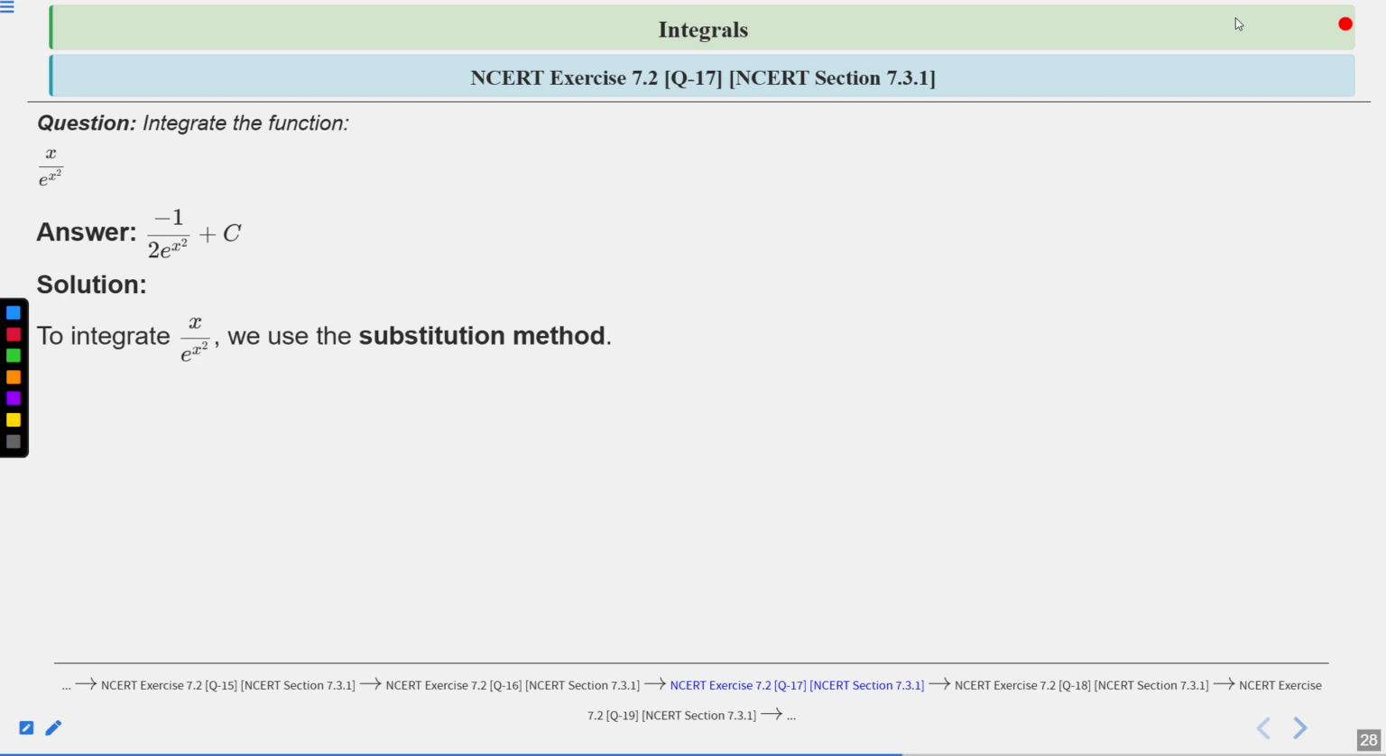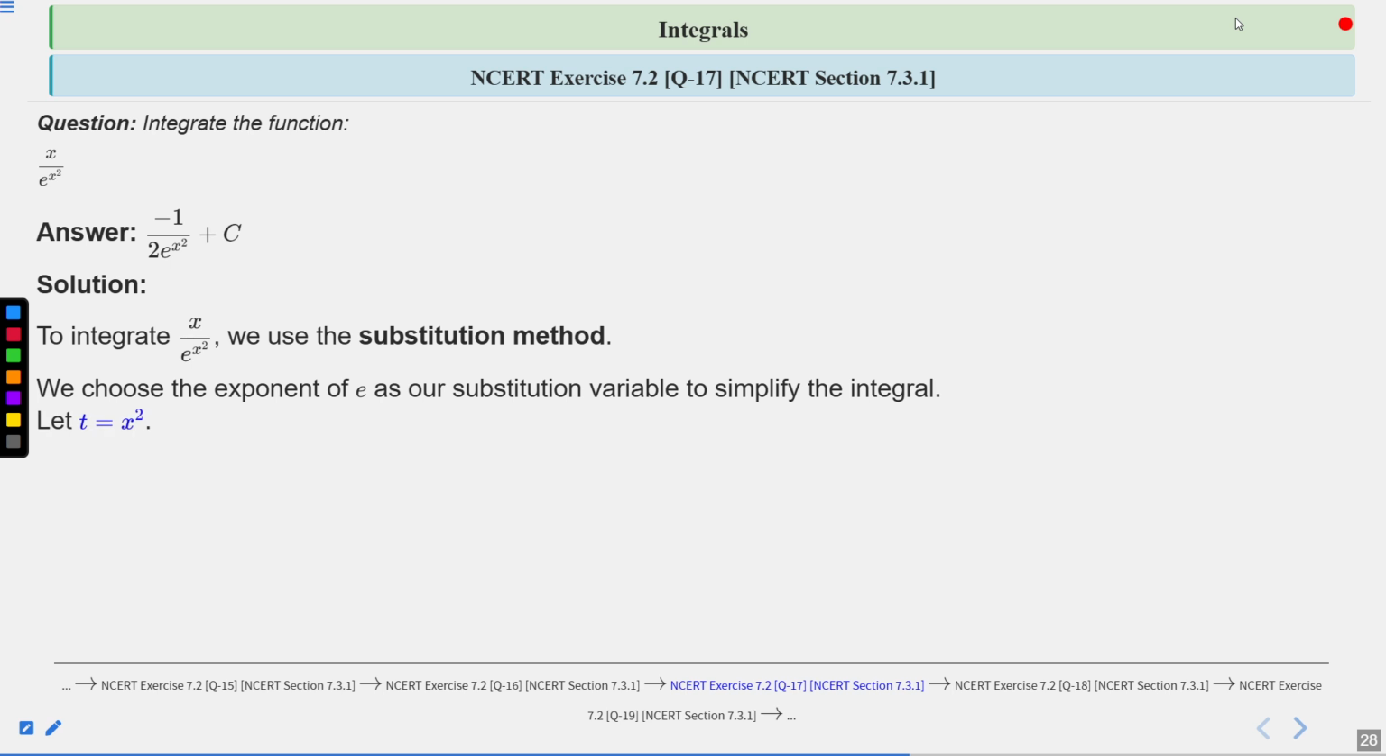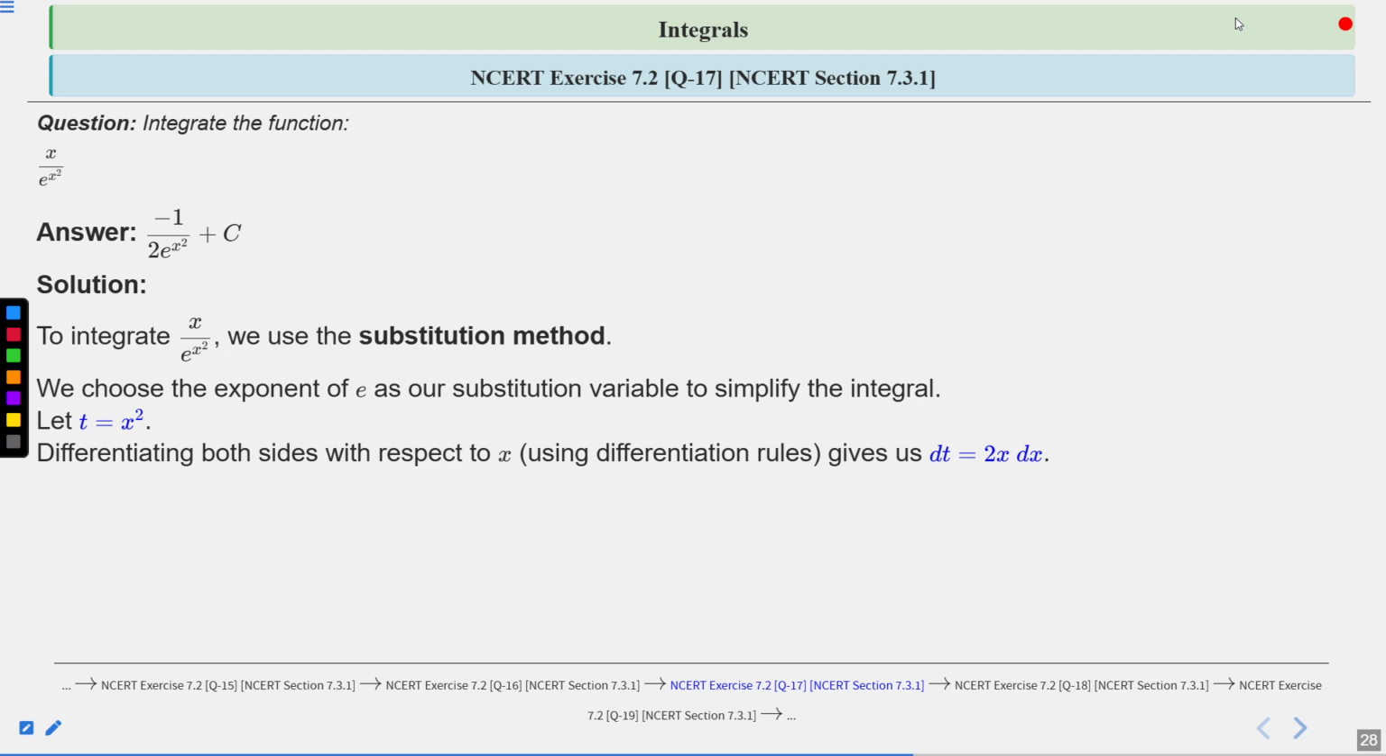To integrate x upon e to the power x square, we use the substitution method. We choose the exponent of e as our substitution variable to simplify the integral. Now let t is equal to x square. Differentiating both sides with respect to x gives us dt is equal to 2x dx. From this we can write x dx will be equal to 1 by 2 dt, isn't it?